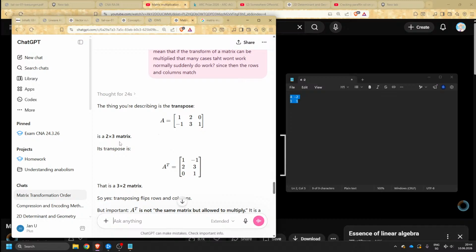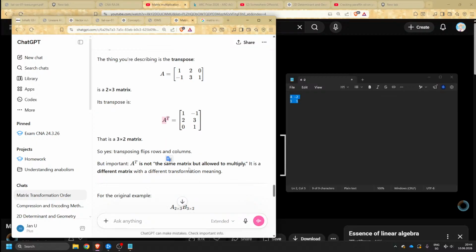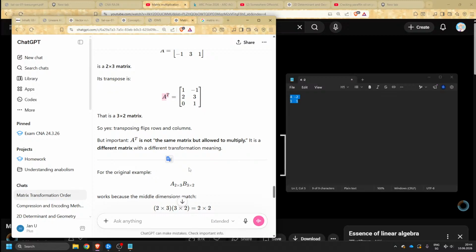And then we have a transpose. My bad. A transpose, yes, exactly, that's what I mean. It's not the same matrix, but allowed to multiply it. It's a different matrix with a different transformation meaning. That's fair.